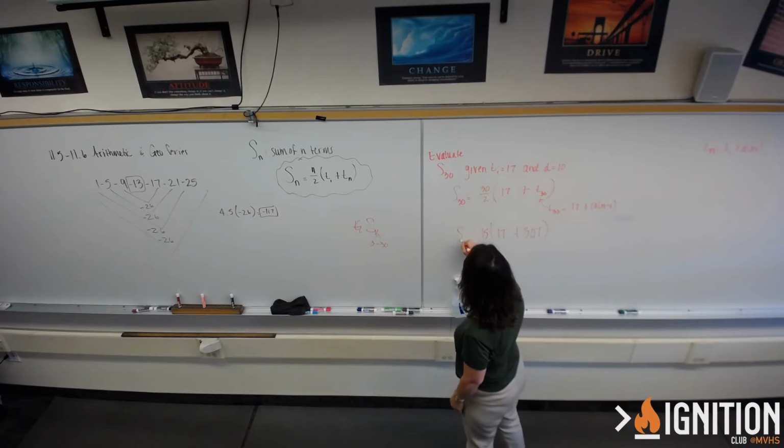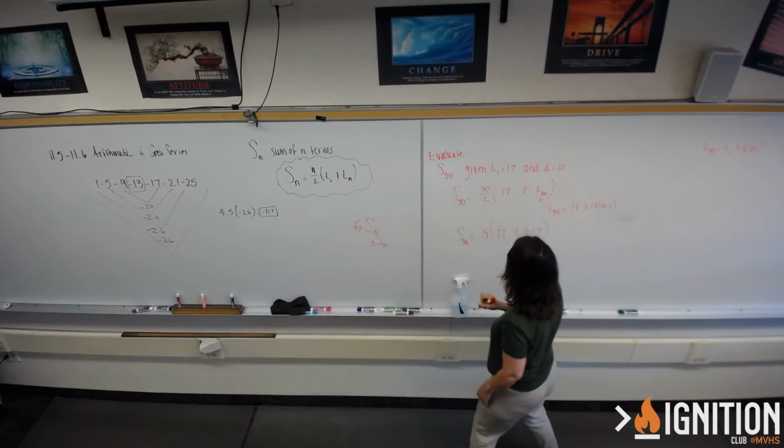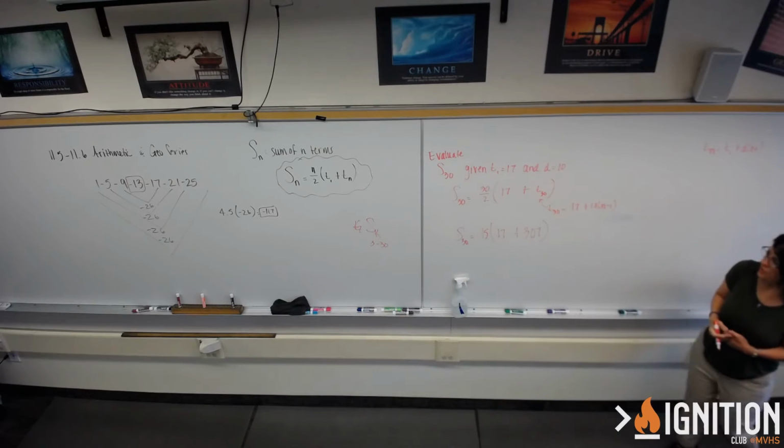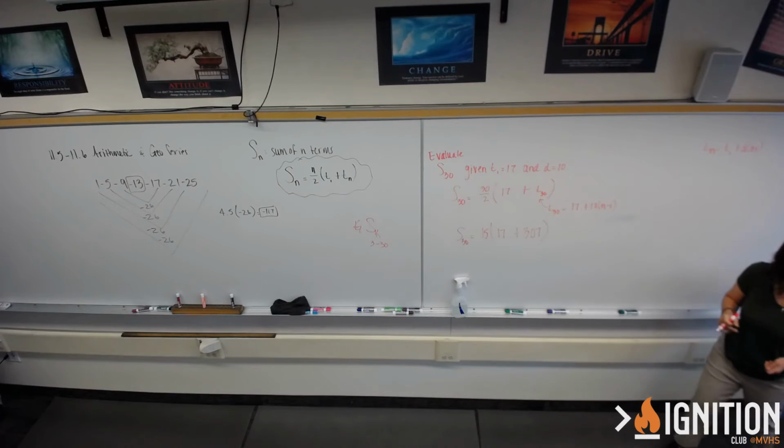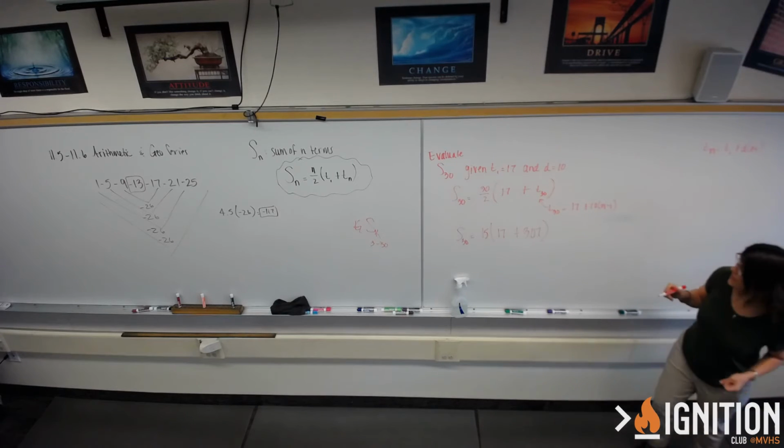So this is 15 times 17 plus 307. This is why you will be allowed your calculator. 324 times 15 is 4,860. Thank you.